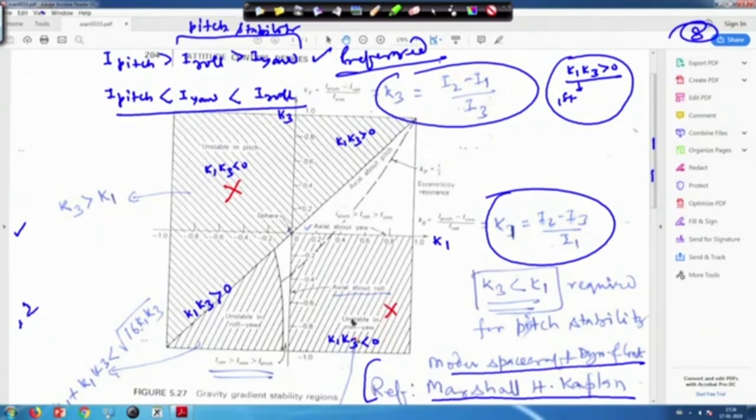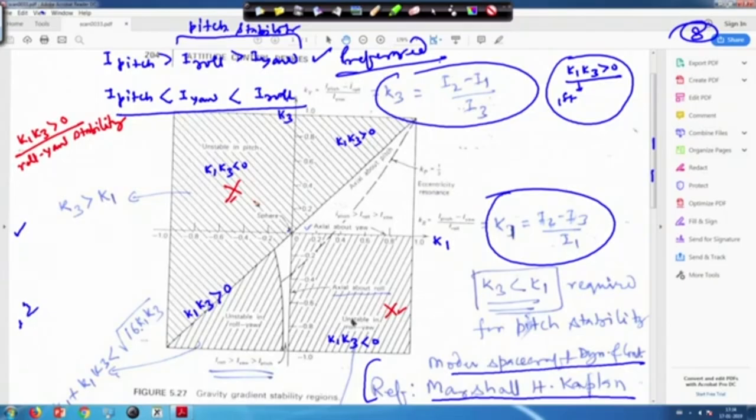And this stability requirement is for our Roll-Yaw stability. K1 K3 greater than 0 is required for the Roll-Yaw stability. So, these two conditions are not satisfied, either in this domain or in this domain. So, these two are ruled out.